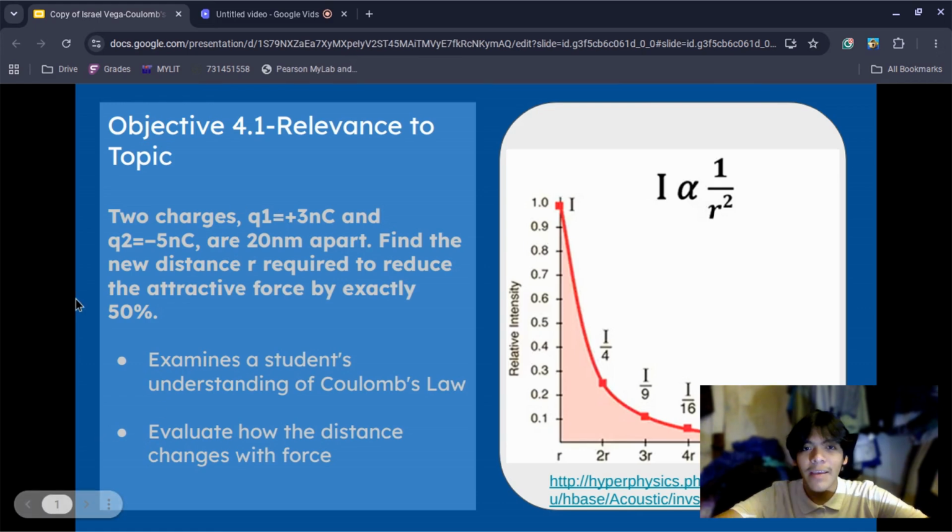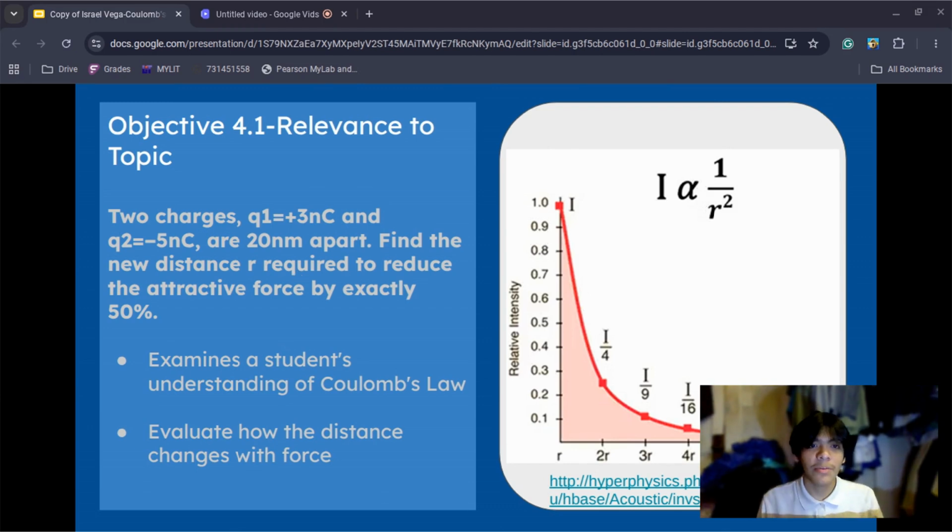So what I'll be talking about is a problem that I made up using Coulomb's law. So here it is. We're given two charges, one with 3 nanocoulombs and one with -5 nanocoulombs. They're both 20 nanometers apart, and we have to find the distance r to reduce the attractive force by exactly 50%. So in this problem, we have two particles, and we want to see what new distance we need to reduce the attractive force by exactly 50%.